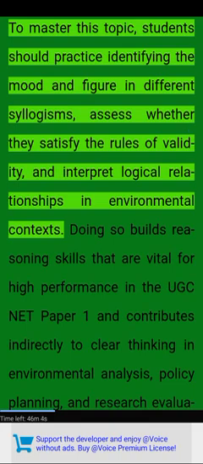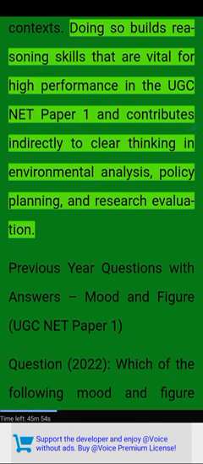To master this topic, students should practice identifying the mood and figure in different syllogisms, assess whether they satisfy the rules of validity, and interpret logical relationships in environmental contexts. Doing so builds reasoning skills that are vital for high performance in the UGC NET paper 1 and contributes indirectly to clear thinking in environmental analysis, policy planning, and research evaluation.